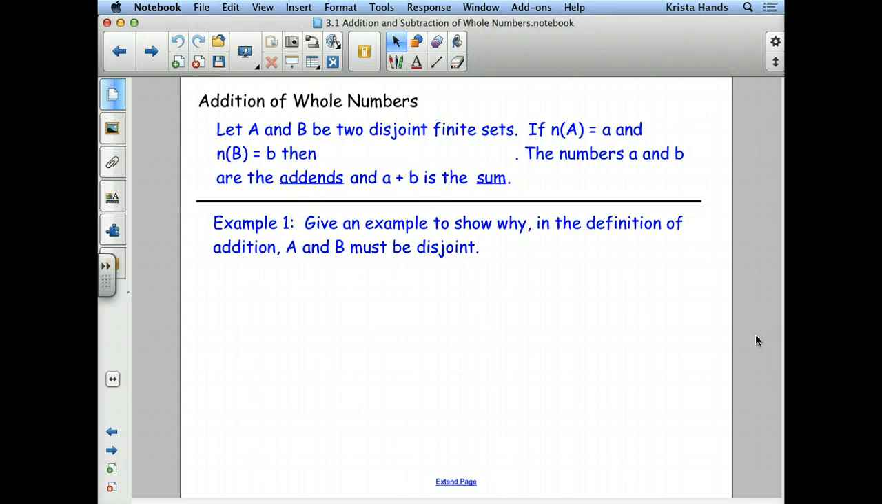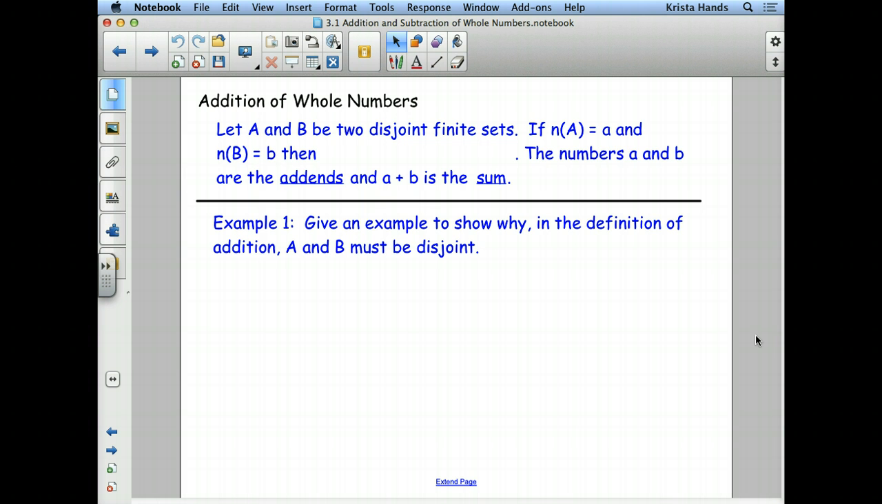Disjoint means that they are completely separated from one another. They don't have anything in common. Mutually exclusive was another phrase that you may have seen me talk about at one point. Excellent. All right, so they're disjoint, they're separated from one another. And we know that the number of items in set A is little a, and the number of items in set B is little b.